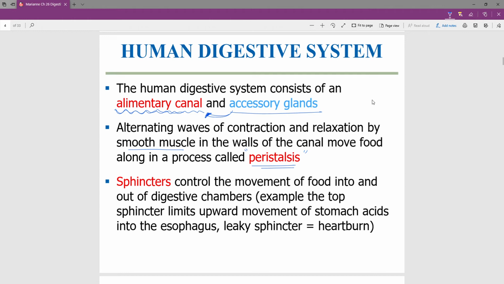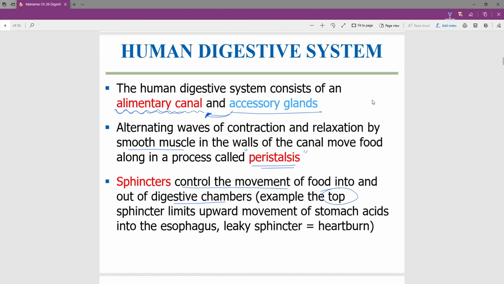The other key thing that shows up a few places, and it seems like the digestive system is full of trigger words that people don't like, is sphincters. Sphincters are basically the doorways in your digestive system. They control the movement of food into and out of the different digestive chambers. As an example, your stomach has a sphincter at the top that limits the upward movement of stomach acids. You don't want the stomach acids coming up into your esophagus. It also has a sphincter controlling the food moving out of your stomach.